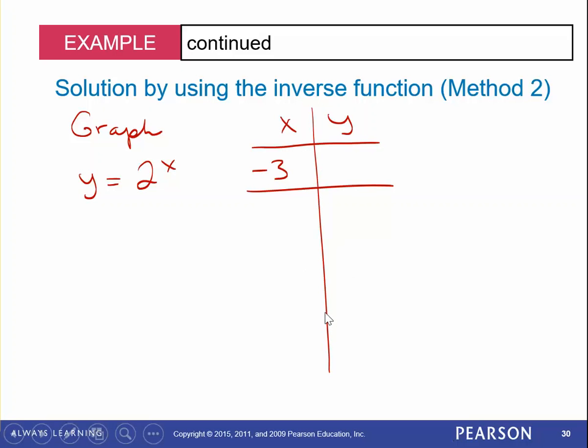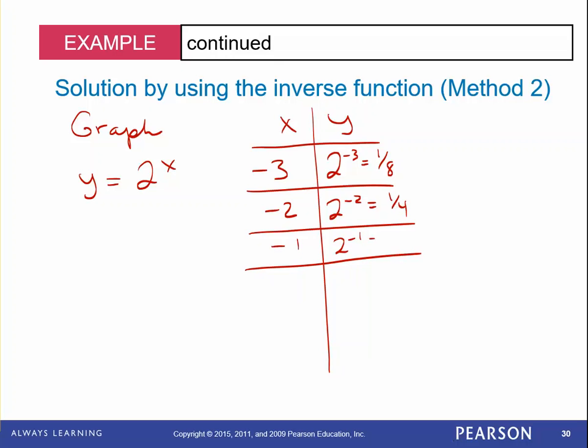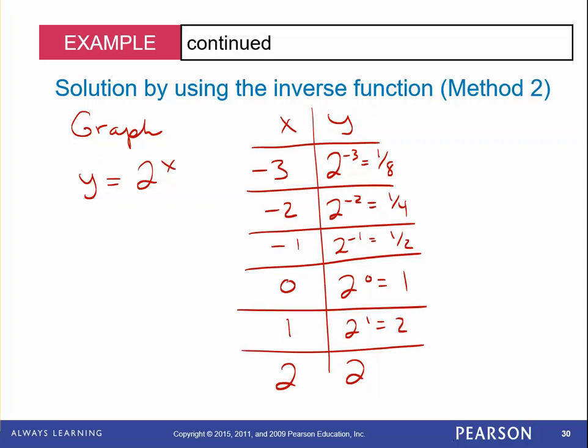So 2 to the negative 3 is going to be 1/8. 2 to the negative 2 is going to be 1/4. 2 to the negative 1 is a reciprocal, so 1/2. 0 plugged in gives you 2 to the 0, which is 1. 1 plugged in gives you 2 to the 1, which is 2, and then 2 plugged in gives you 2 to the second, which is 4. So again, if we can graph these points here: negative 3, 1/8; negative 2, 1/4; negative 1, 1/2; 0, 1; 1, 2; 2, 4.